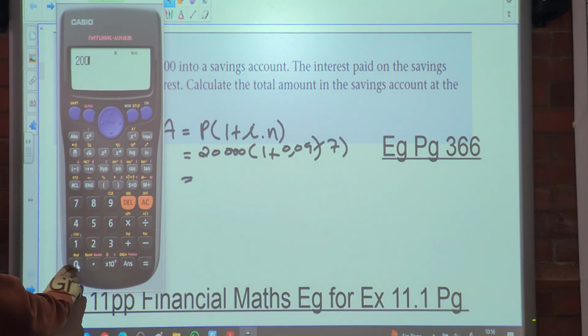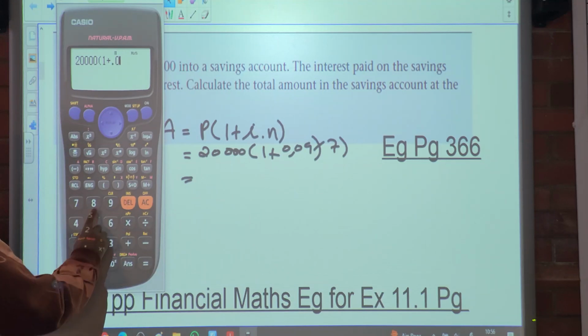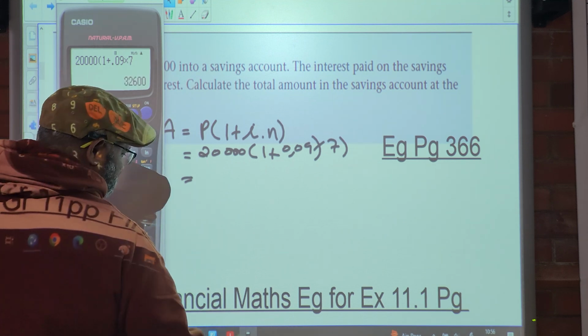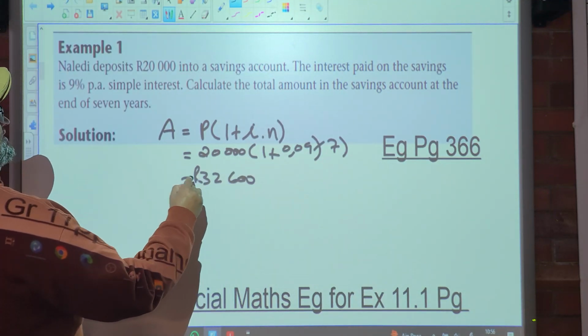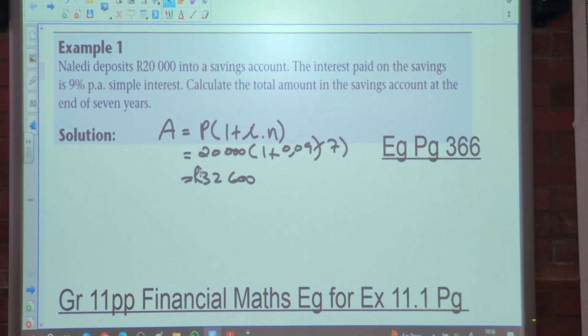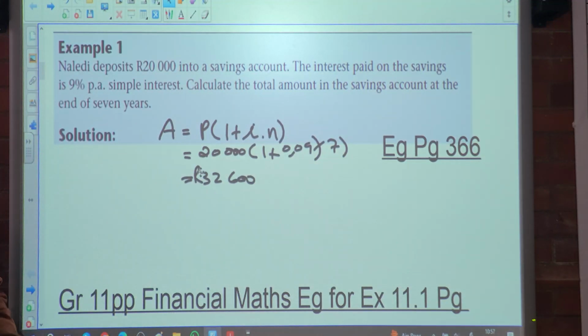It will simply be 20,000 into 1 plus 0.09 multiplied by 7, which gives you 32,600. The question says calculate the amount in the savings account at the end of 7 years: 32,600. How much of that 32,600 is interest? 12,600, because the 32,600 is inclusive of the 20,000. Alright?